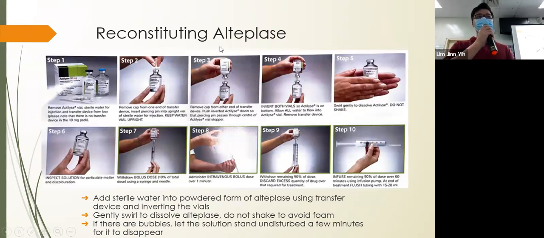So how do we mix the Alteplase? First you take the sterile water and put in the transfer cannula. On top of the transfer cannula, you put in the vial of Alteplase. Once everything is done, you simply invert it, so the water will be mixed into the Alteplase. Gently swirl the vial, making sure not to shake it vigorously. Then it's done. Make sure there are no air bubbles.